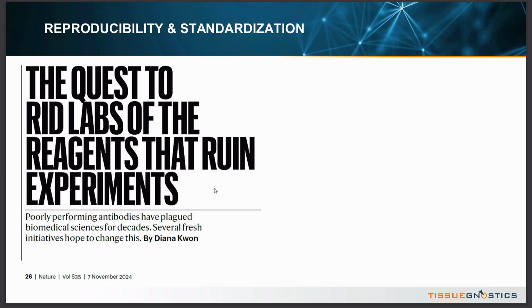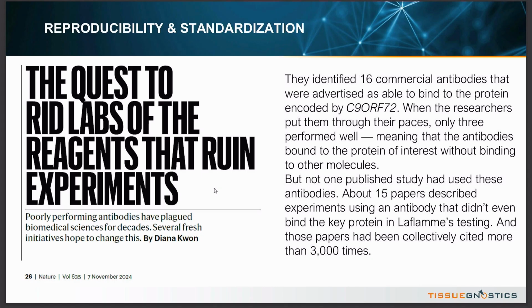And in that sense, I would like to point to this paper, which was published almost a year ago, where the authors analyzed 16 commercially available antibodies for a specific protein. Doesn't matter now which protein that is. The point is, these are antibodies, and they found that of those 16, only 3 performed well, meaning they specifically bound the target protein without cross-reaction. And there were no papers published on that protein using these 3 antibodies.